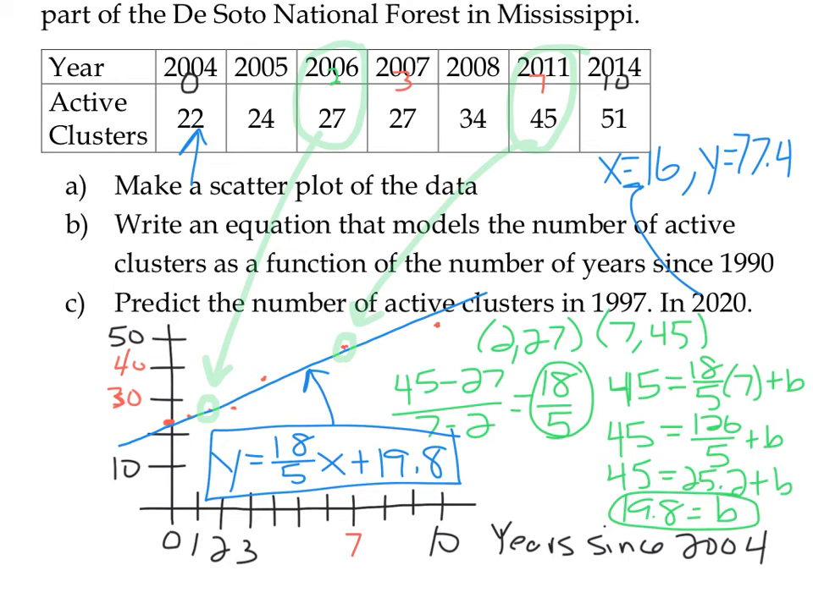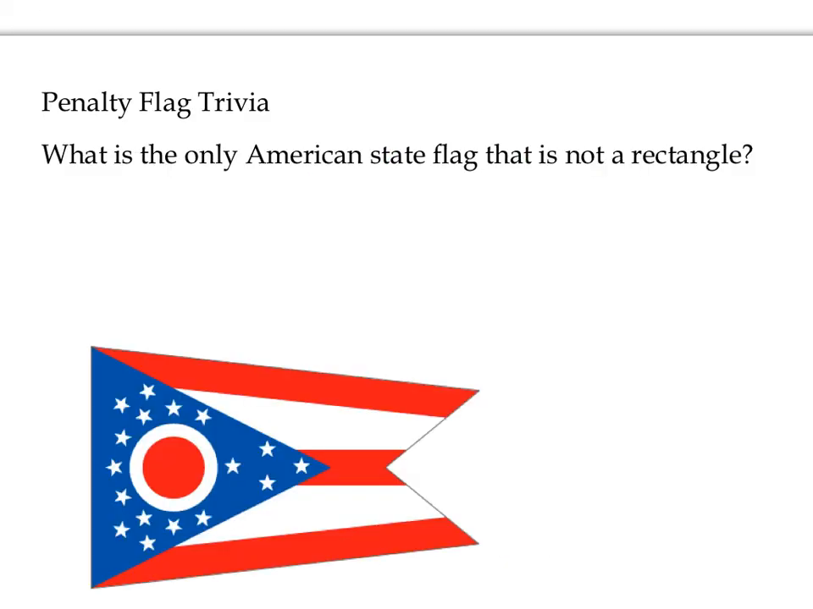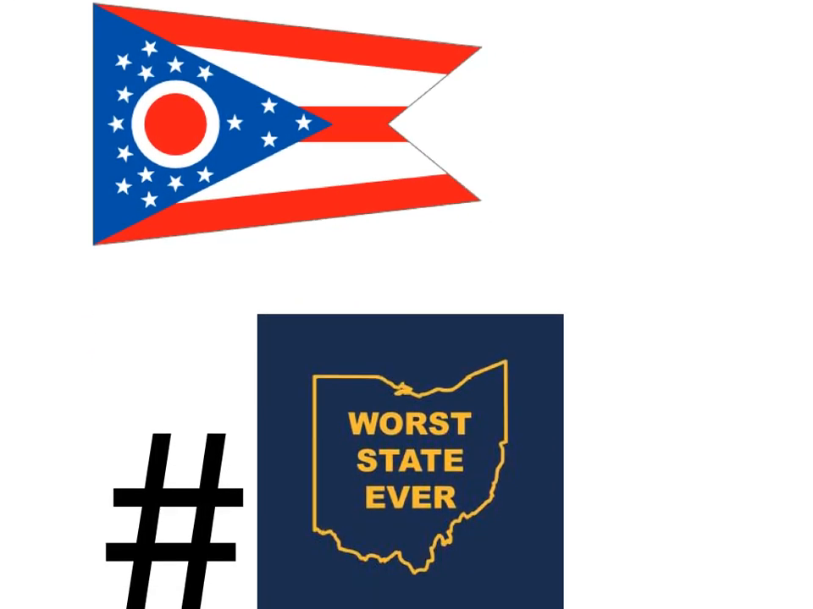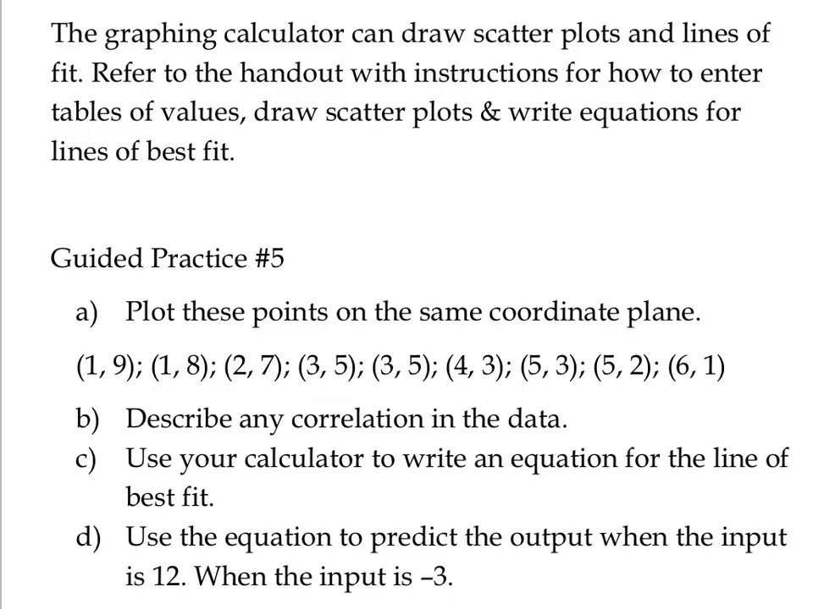Before we look at how to use the calculator to do this, let's take a penalty flag of trivia. There's only one American state flag that is not a rectangle. Most flags are rectangles. We see one there. That is actually the flag for one of the U.S. states, and it's not a rectangle. See if you can guess which one it might be. It is, of course, the state flag of Ohio. So anyway, they, I guess, want to be different, not have a rectangular state flag, the only one. Good for them.